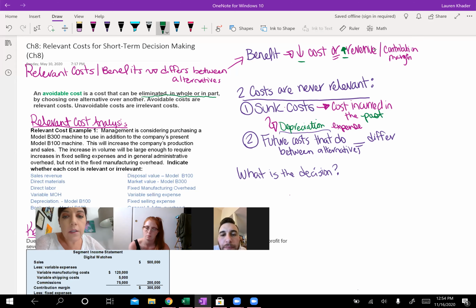The other cost that's never relevant are future costs that do not differ between alternatives. So if you're going to incur a cost under each scenario that you're looking at, it's considered irrelevant and you need to eliminate it from your analysis. When you're going through the decision-making process, the first thing you need to figure out is what's the decision? What decision are we making?